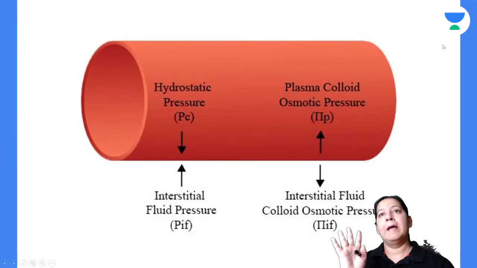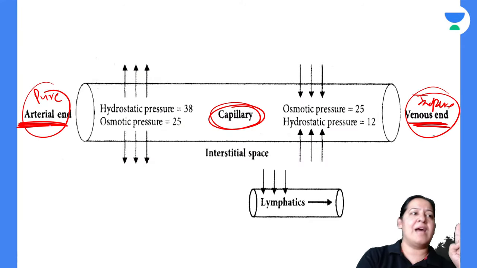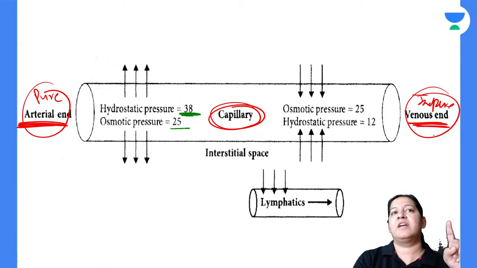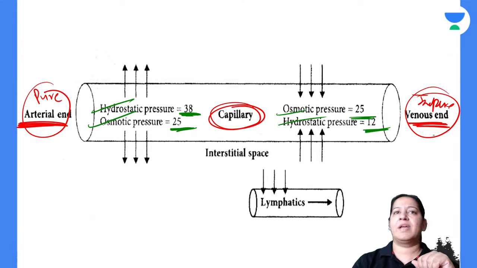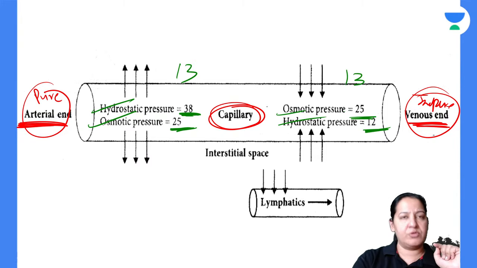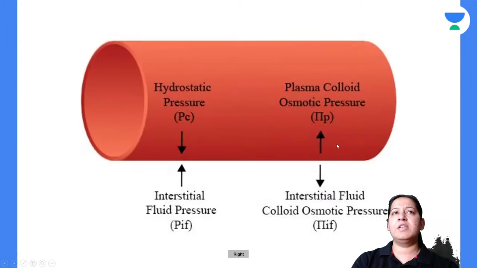So can you see the capillary? At the capillary, this is the arterial end, this is the venous end. Everyone see at the arterial end the two pressures. It is 38 and 25, the hydrostatic and osmotic, right? And at the venous end, it is 25 and 12, the osmotic and the hydrostatic. You can see the net difference here also 13, the net difference here also 13. It is outward, it is inward. Give me a thumbs up. Everyone give me a thumbs up. You got it?